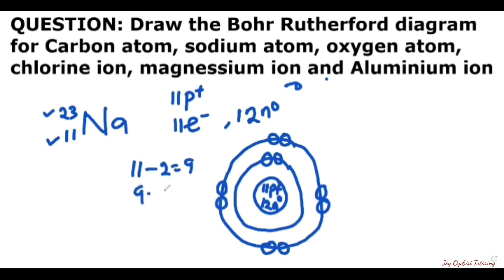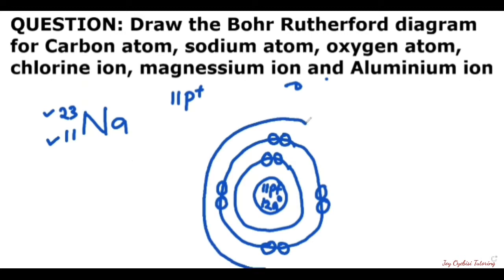9 minus 8 gives you 1. So it means that I still require one more shell. So I'll put one more shell here and then put my remaining electron. So this is how you draw the Bohr-Rutherford diagram for sodium.